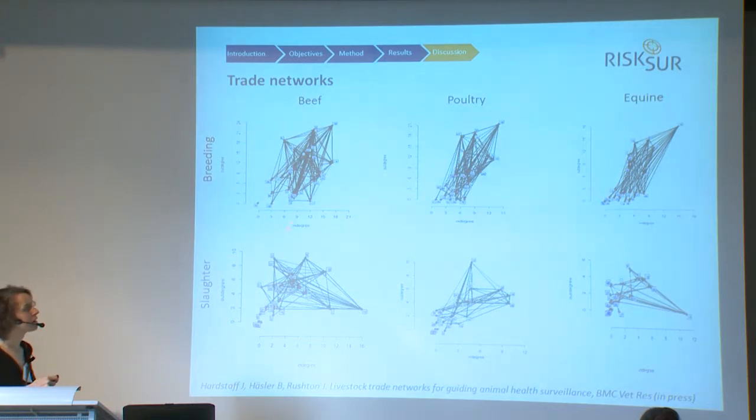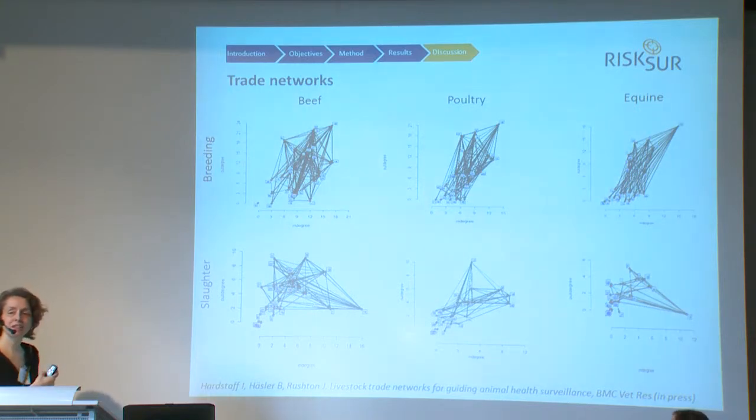And then if you have a look at where the countries are placed, here we see out degree and in degree, which is exports and imports. And we see some countries like number 10 up here that have very high imports and very high exports for breeding. And that's true for all the species. And then other countries have very little import and very little export, and some in between. And for the slaughter, we see, for example, that we have one country, number 14, which is importing a lot. So this gives a very clear picture.